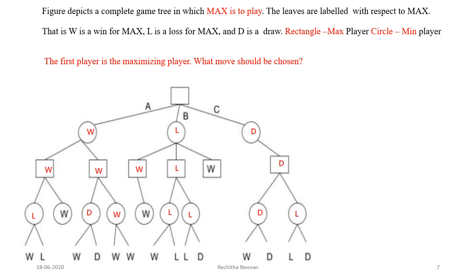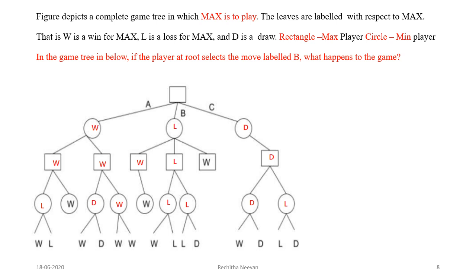Now the next question is, what move should this Max player select? This Max player has three moves. One by going through A, another by going through B, another by C. If it goes through A, it's a win path. If it goes through B, it's a loss path. If it goes through C, it's a draw path. So this Max player should select the move through A. It selects the turn labeled A.